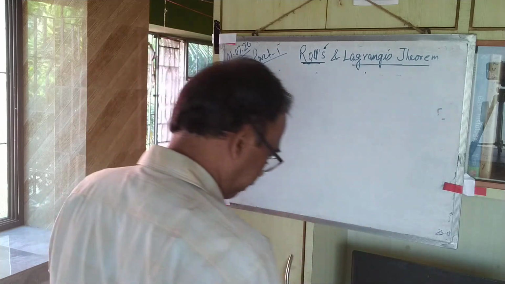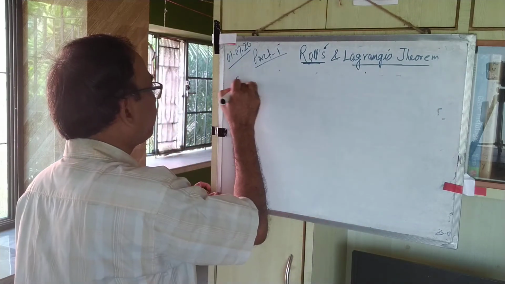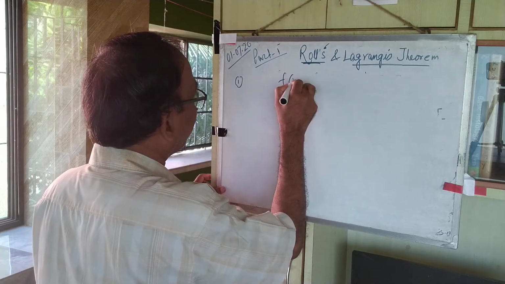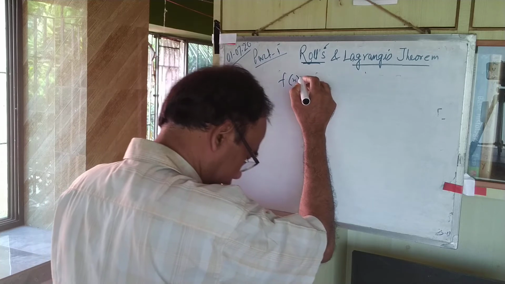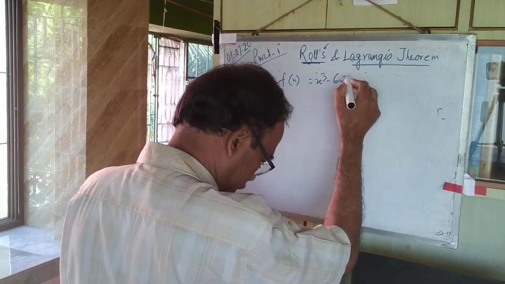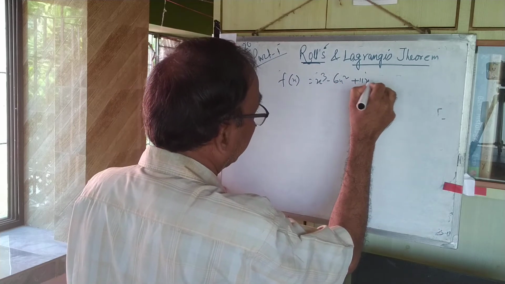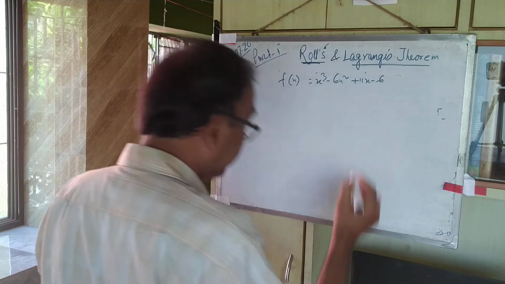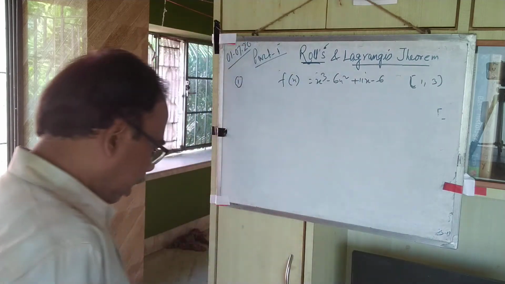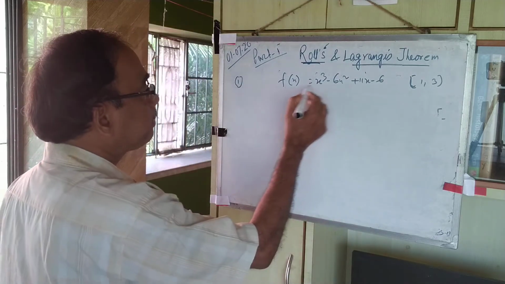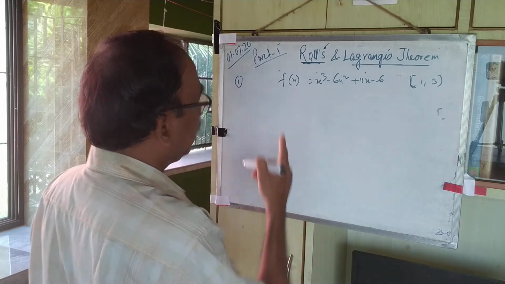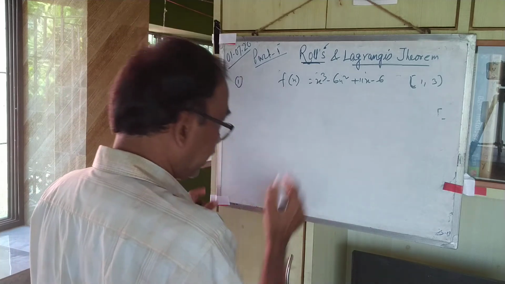Let us do a few sums. Sum number 1: verify Rolle's theorem if f(x) equals x cube minus 6x square plus 11x minus 6 in the interval [1, 3]. Here f(x) is a polynomial function. Therefore it is continuous.